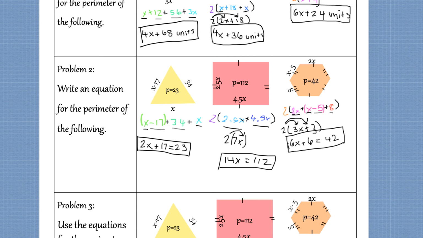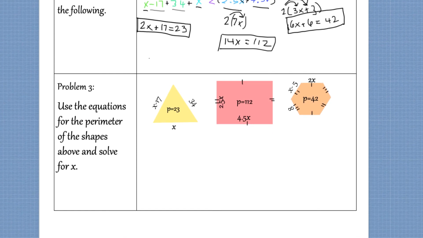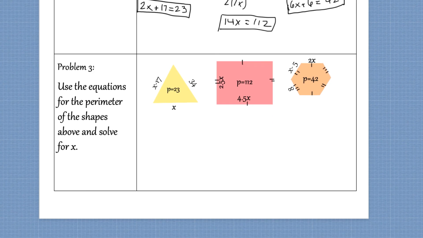Let's move on to problem number 3. Problem number 3 says use the equations for the perimeter of the shapes above and solve for x. And so if you look at these shapes over here, they all have the same side length and perimeter values as the ones above. And so we're going to take the equations that we got from above and we're just going to solve them for x.